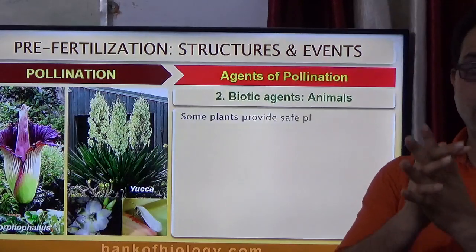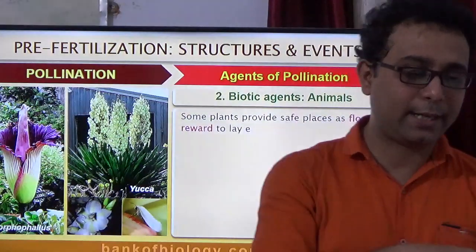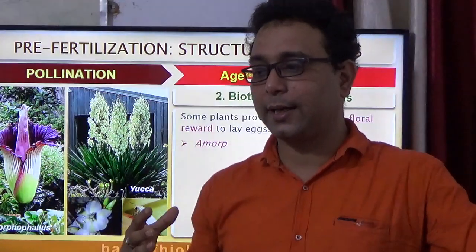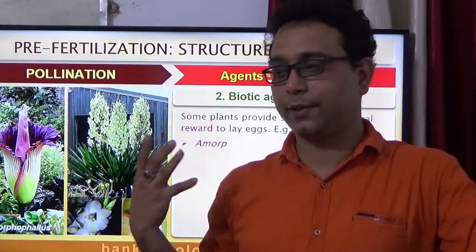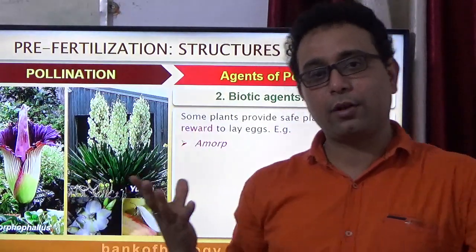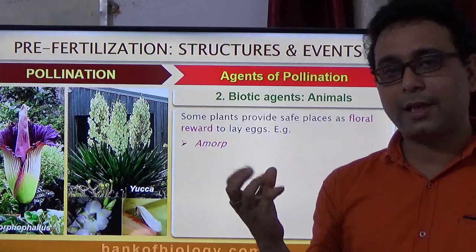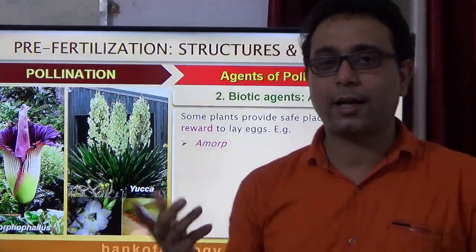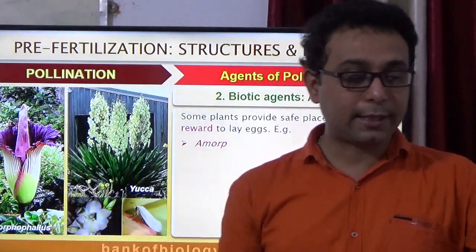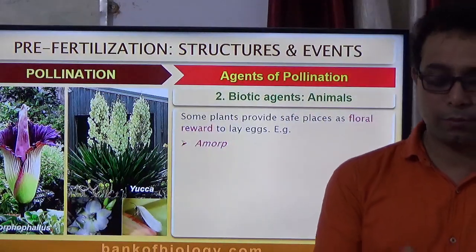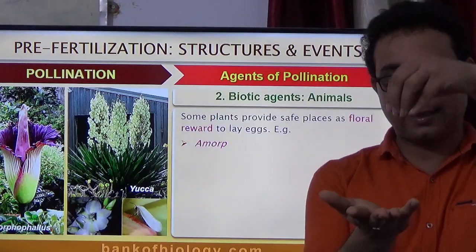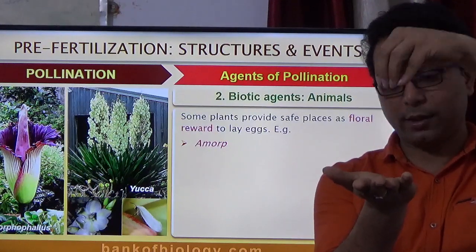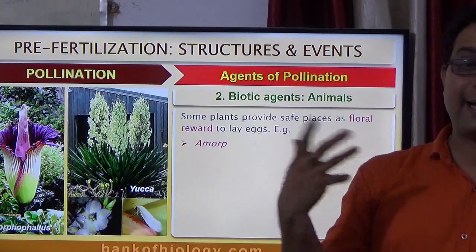But most important, you should know that some plants provide a safe place as a floral reward. When the plants are benefited by different types of animals, the flower also gives some extra advantage, so pollination happens very easily. Some plants provide a safe place for laying eggs, like they give them a land for laying their eggs.